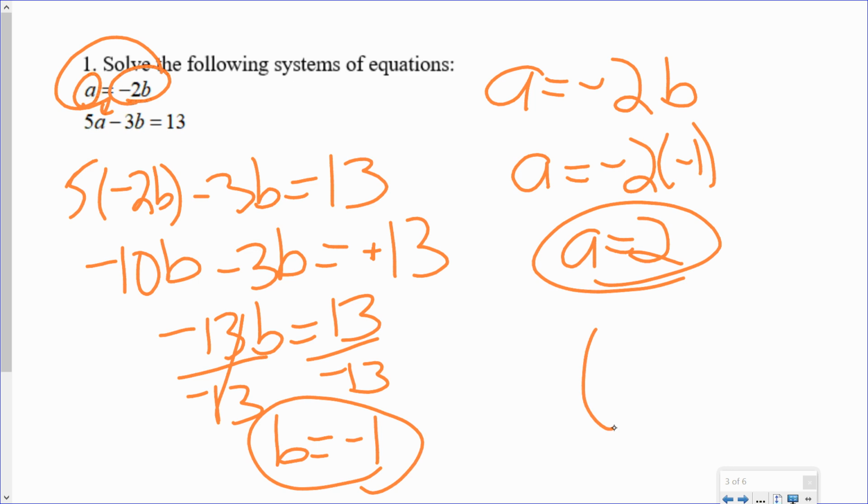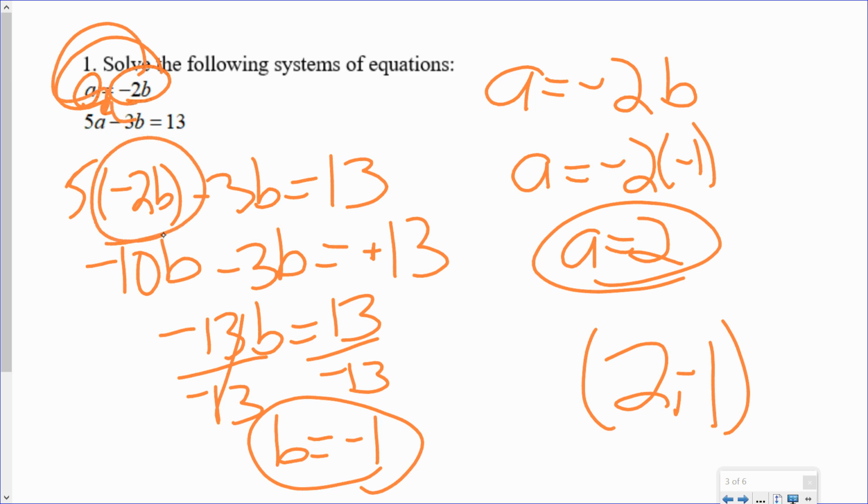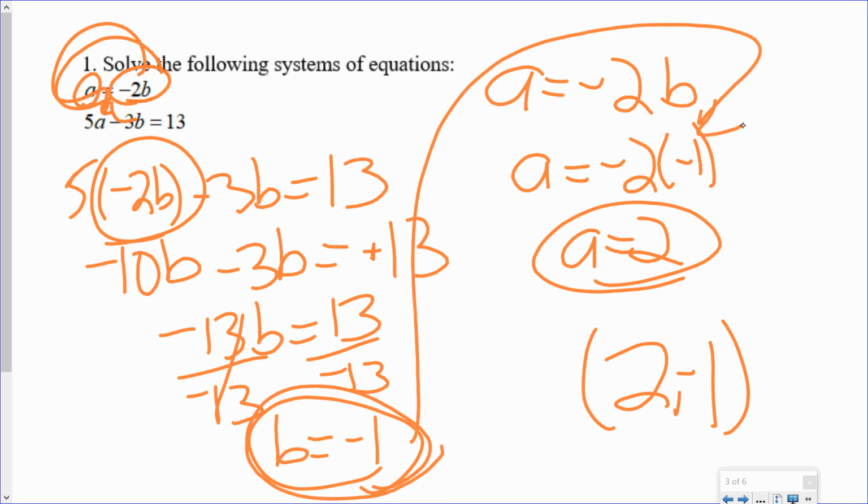There's no xy coordinate here, so you don't really need to write it like this. But that's it. One of the variables has to be isolated. Once it is, substitute one into the other. That's what happened here. I replaced the A with the negative 2b. I solved that equation. Once I have that variable, I'm substituting it into one of the original equations to find the other variable.